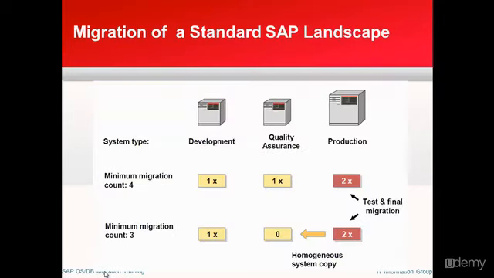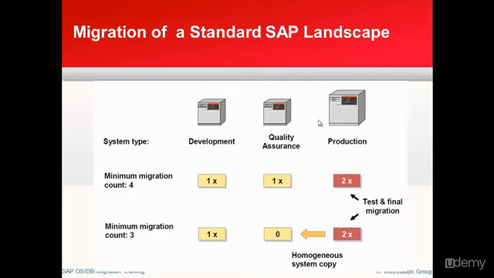Okay, now here in this particular example you can see a sample or standard SAP landscape, where you have a development system, a quality assurance system, and a production system. So the minimum configuration that you have is 4, say. Okay, the minimum migration count is 3, so you have a test and a final migration.